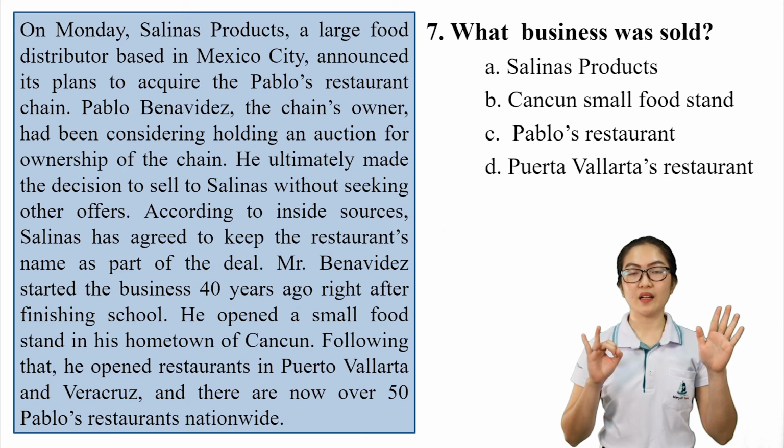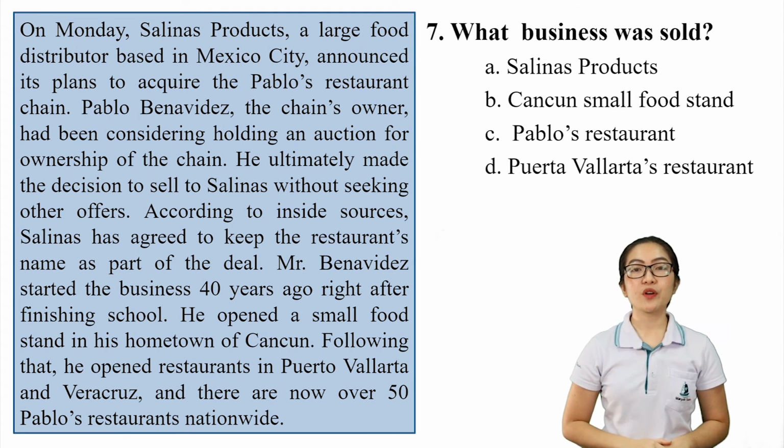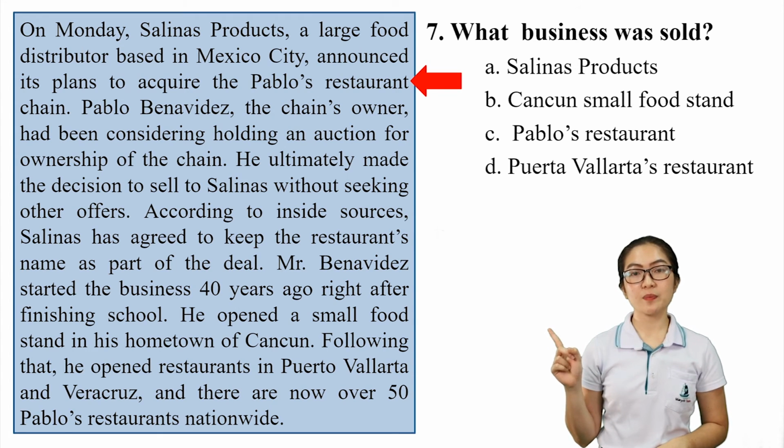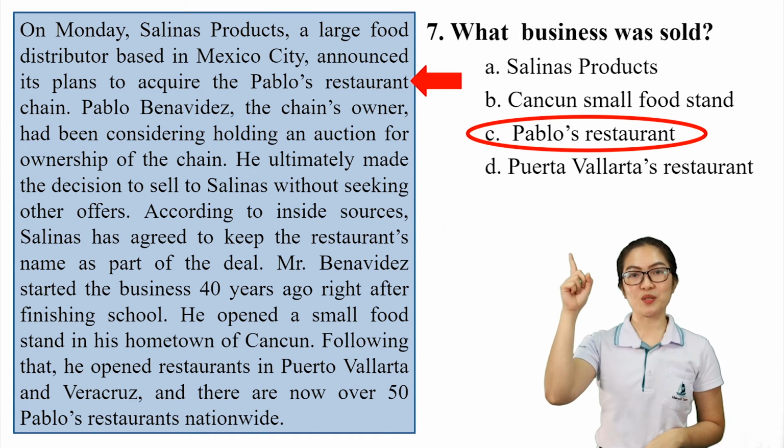Number 7. What business was sold? Reading the first part of the article, it stated Salinas Products' plan to acquire or buy the Pablo's restaurant chain. Definitely, the answer is, that's right, letter C, Pablo's Restaurant.